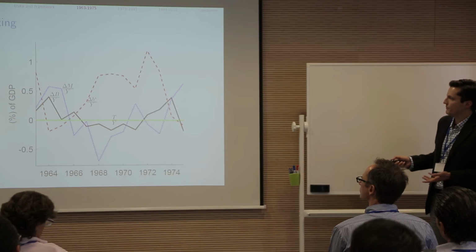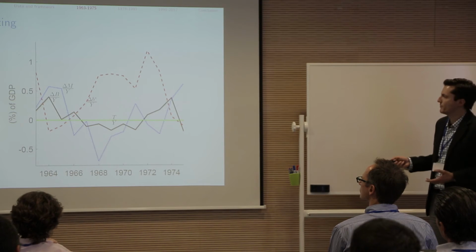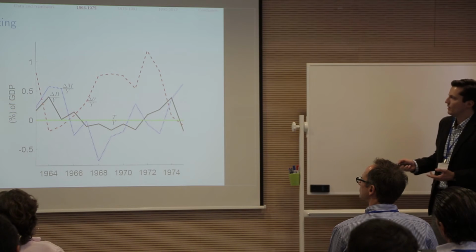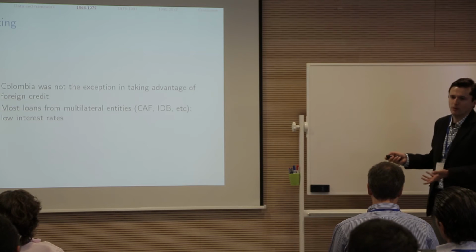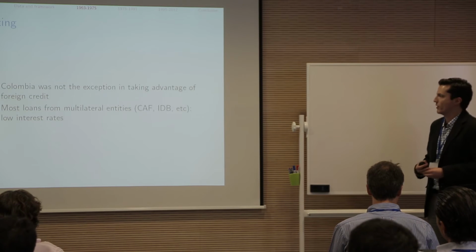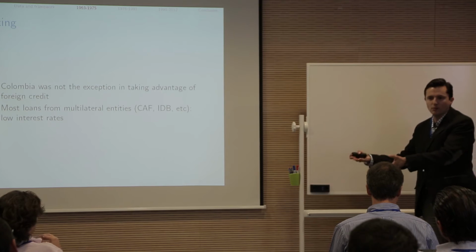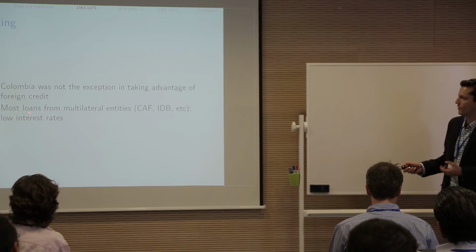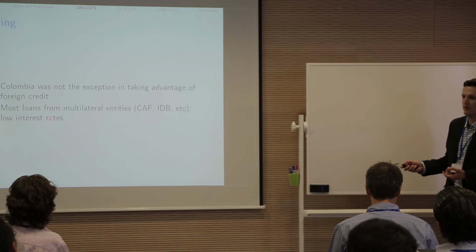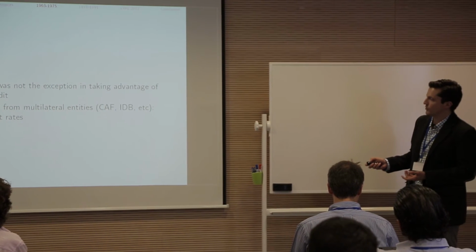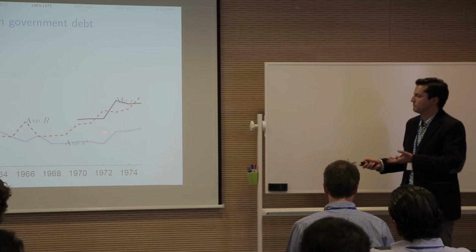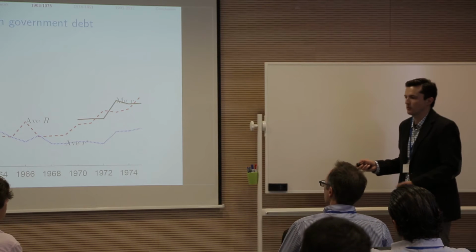But interestingly, even though inflation was at a high level, the main source of financing was foreign debt. One of the reasons was that Colombia was not the exception among the Latin American countries. So there were foreign resources available. Although it is interesting that most of the loans that Colombia got were from multilateral entities, and this explains why the interest rate was not very high. So there will be this black line, the marginal one. It was around 6% for some time, then it increased a little bit.